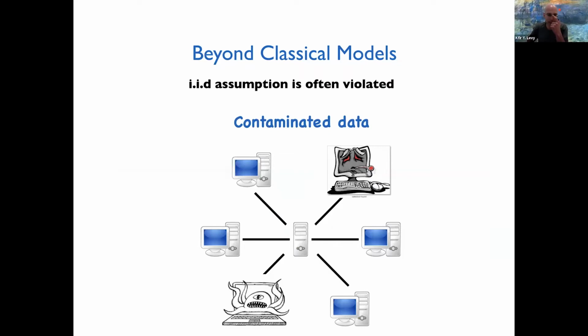Another interesting case where this assumption is violated is when our data is actually contaminated. For example, assume that we get our information from some sensor and this sensor is malfunctioning, or the communication between us and this sensor has an interruption, then our data is contaminated. And it might be also contaminated by an adversary that intentionally contaminates our data.